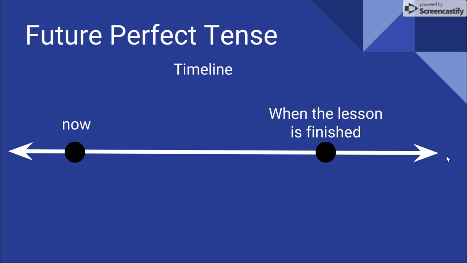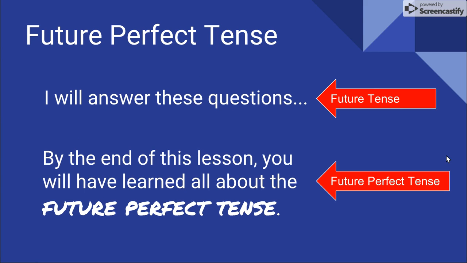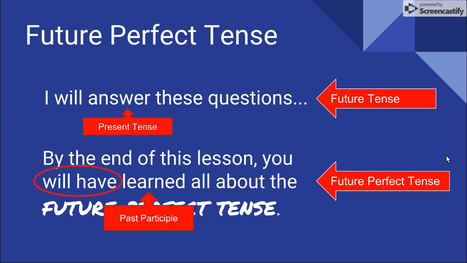I use the future perfect tense when I know that something will have been done somewhere between now and that point in the future. So, somewhere in here. To create the future perfect tense, I use the helping verbs will have followed by the past participle of the verb you're using. This is different from the future tense because you're no longer using the present tense of the verb.